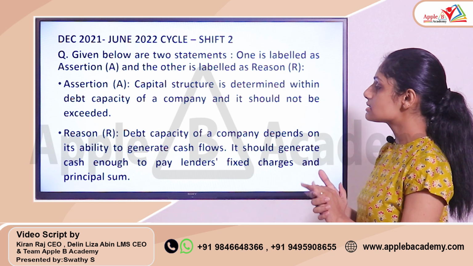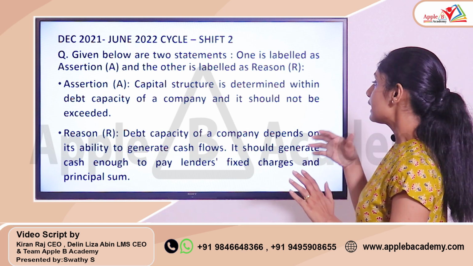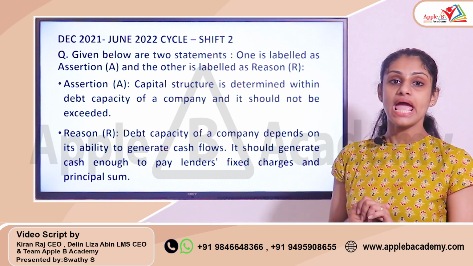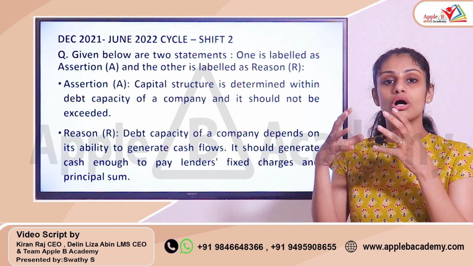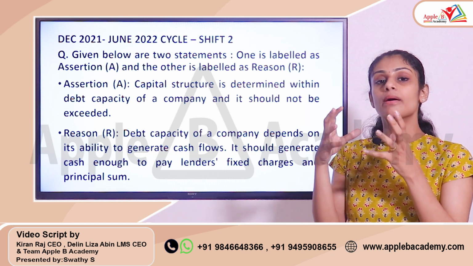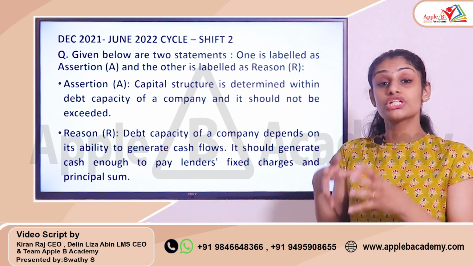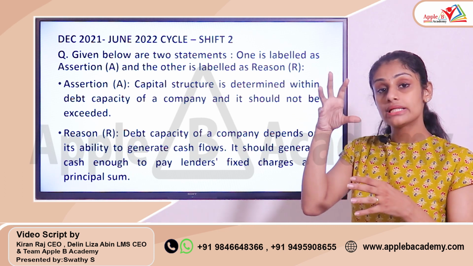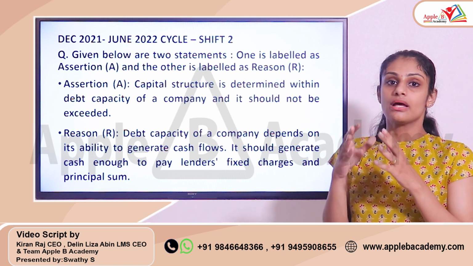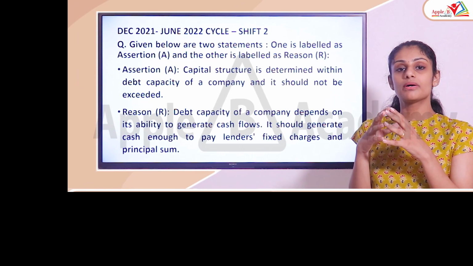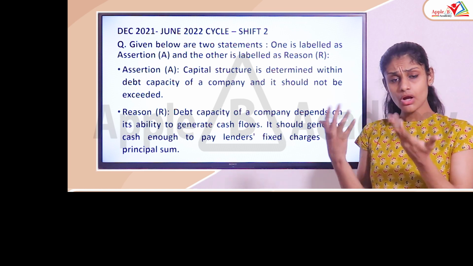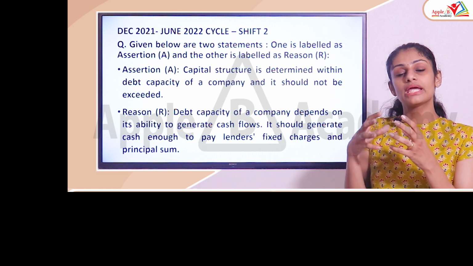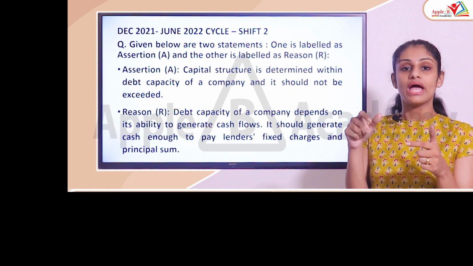So what is this assertion saying? Capital structure is determined within debt capacity of a company and it should not be exceeded. So when you are selecting your capital structure, or thinking about the debt proportion in the capital structure, you should consider the debt capacity of that particular firm. What about the debt capacity of the firm? If the firm is able to take 5 lakh amount of debt, it's fine. But if you are taking more than that, that will give you a negative outcome.